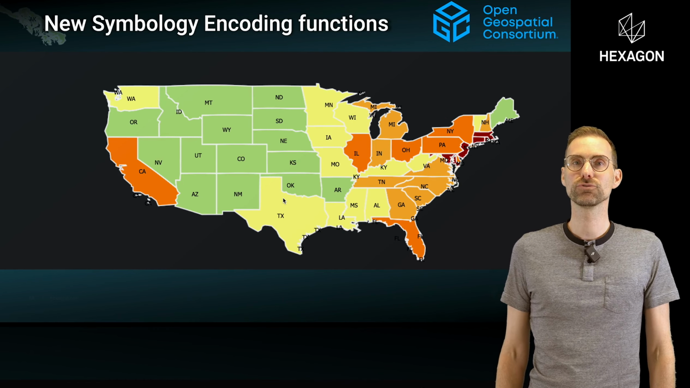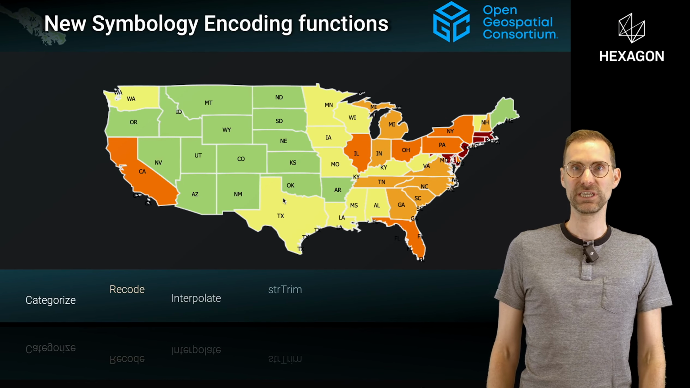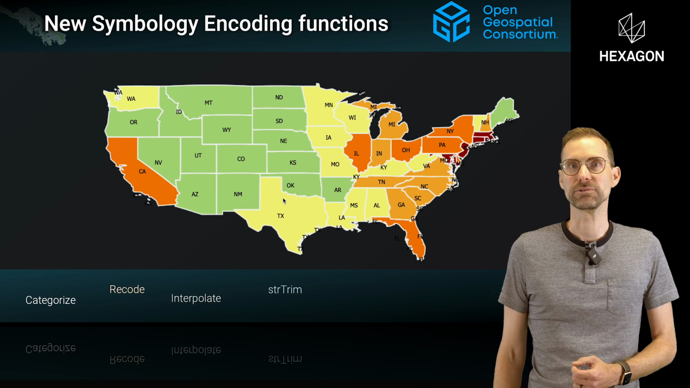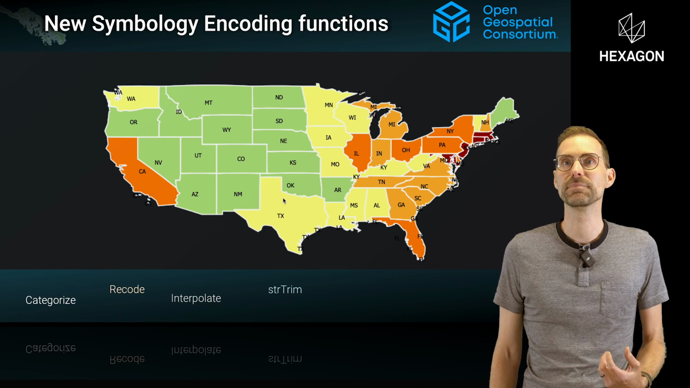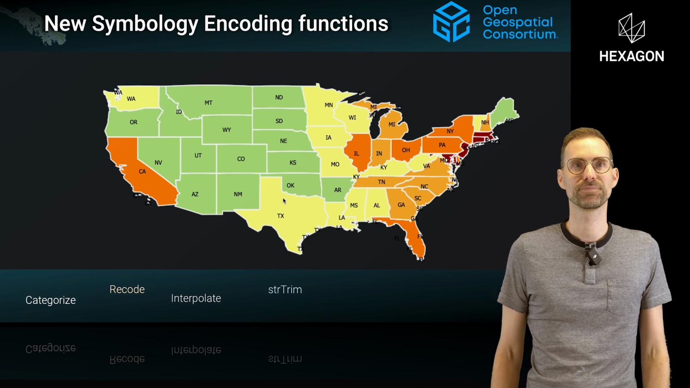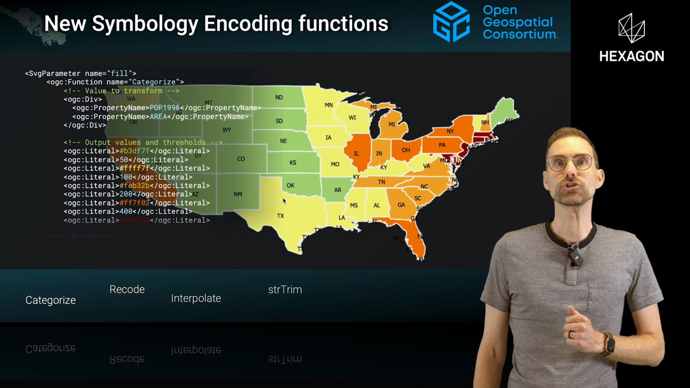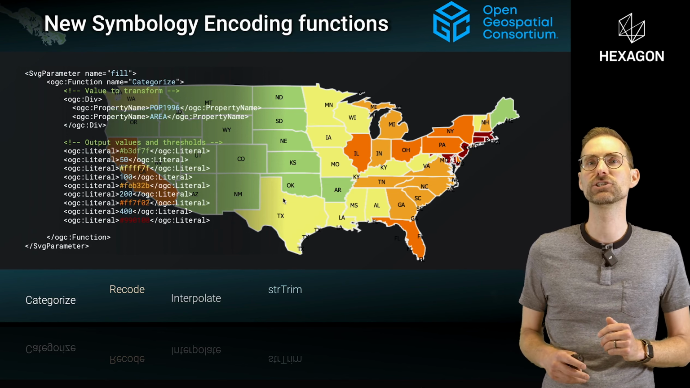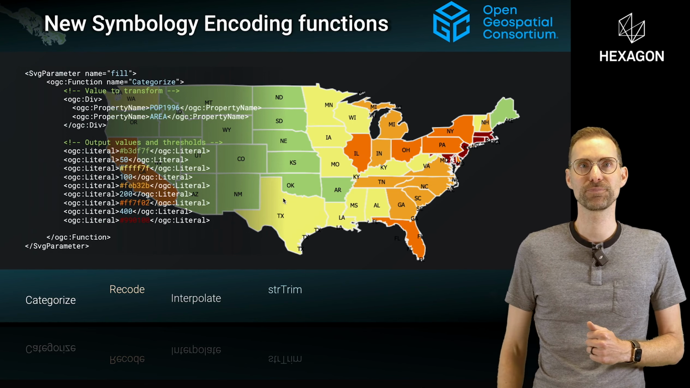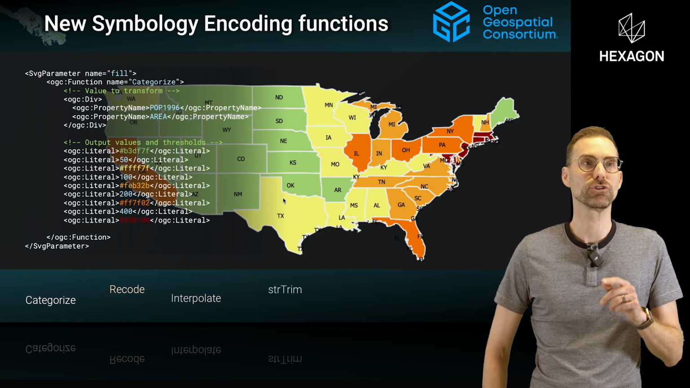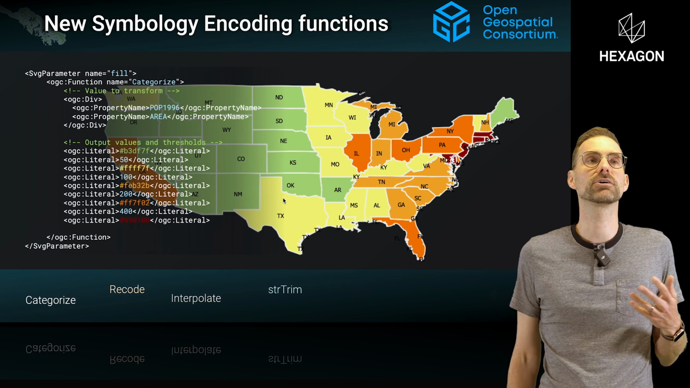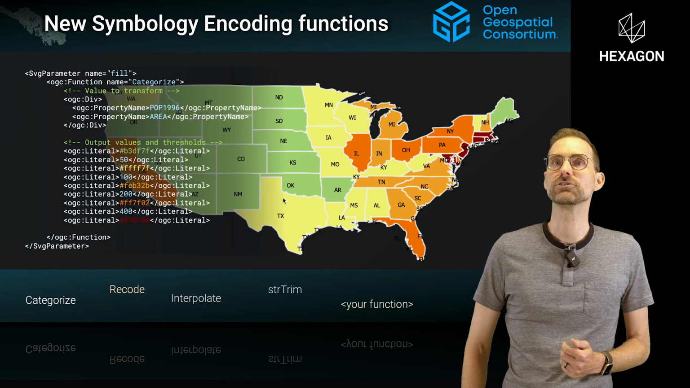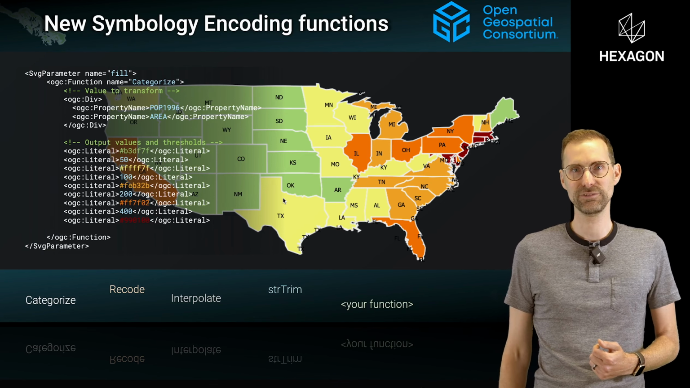LuciadRIA now supports 4 new custom symbology encoding functions. They're already used by third-party vendors, so adding support to RIA makes it even more interoperable. Here's an example showing the categorize function, where we map population density ranges to a fixed set of colors. You can immediately make out the sparsely populated states like Colorado or Kansas. And now you can even implement your own functions to style and filter data.